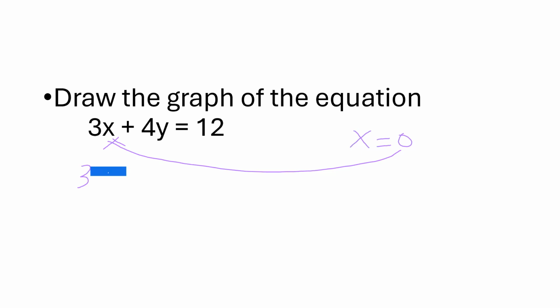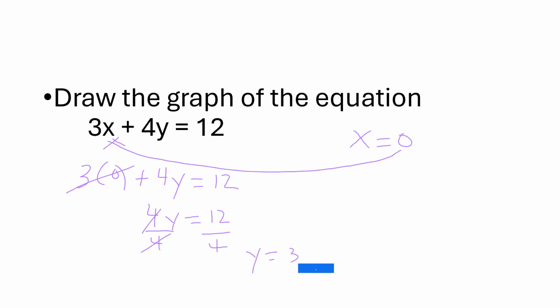So 3x is going to be 3 times 0 plus 4y equals 12. 3 times 0 is 0. We got 4y equals 12. I divide by 4. So y equals 3. So this tells me that when x is 0, y is 3.